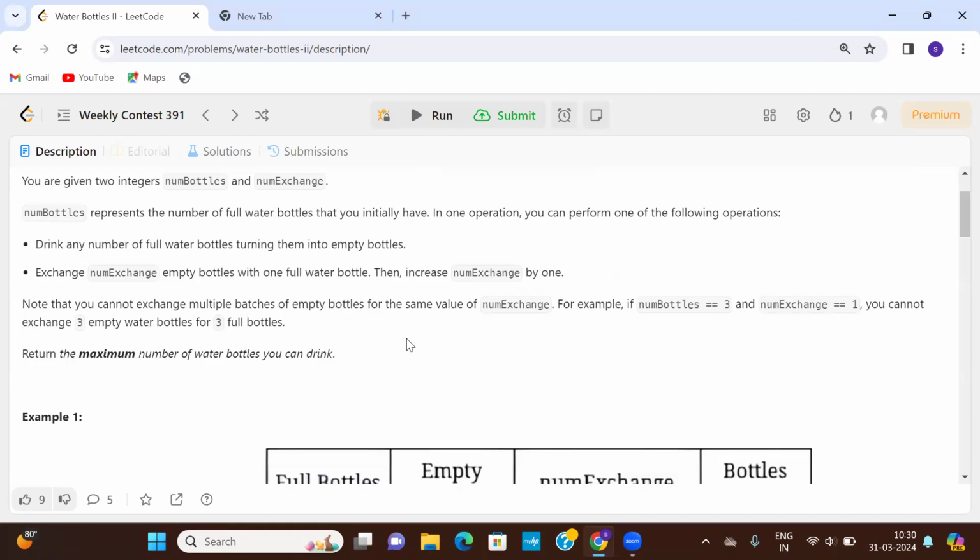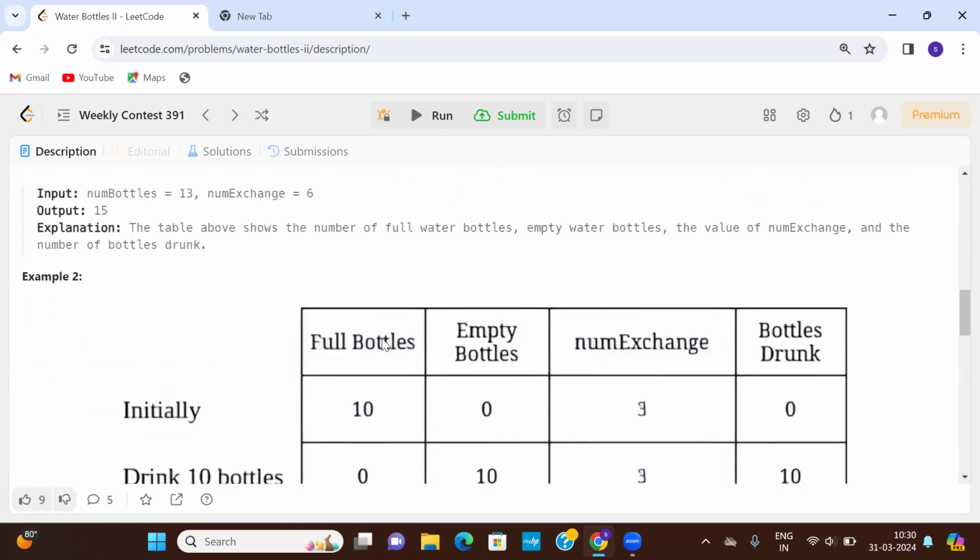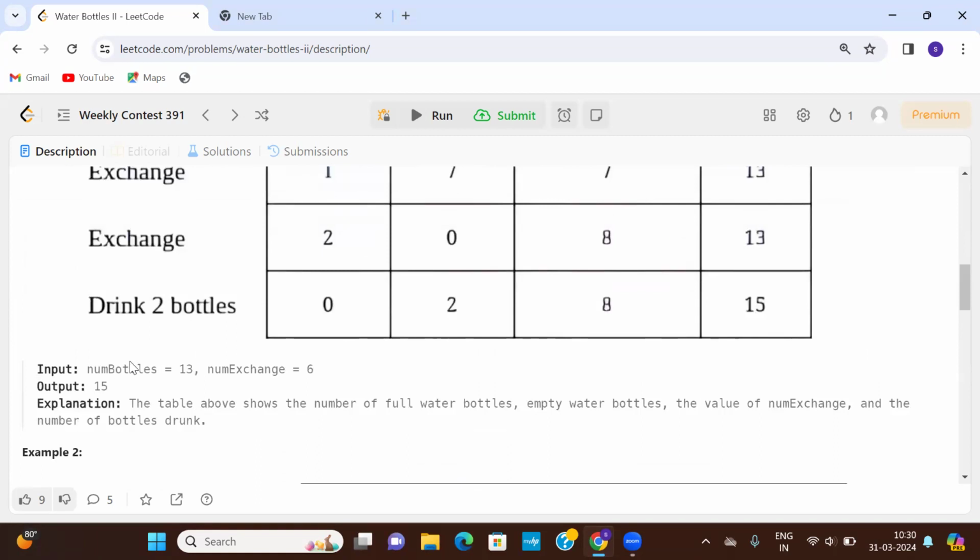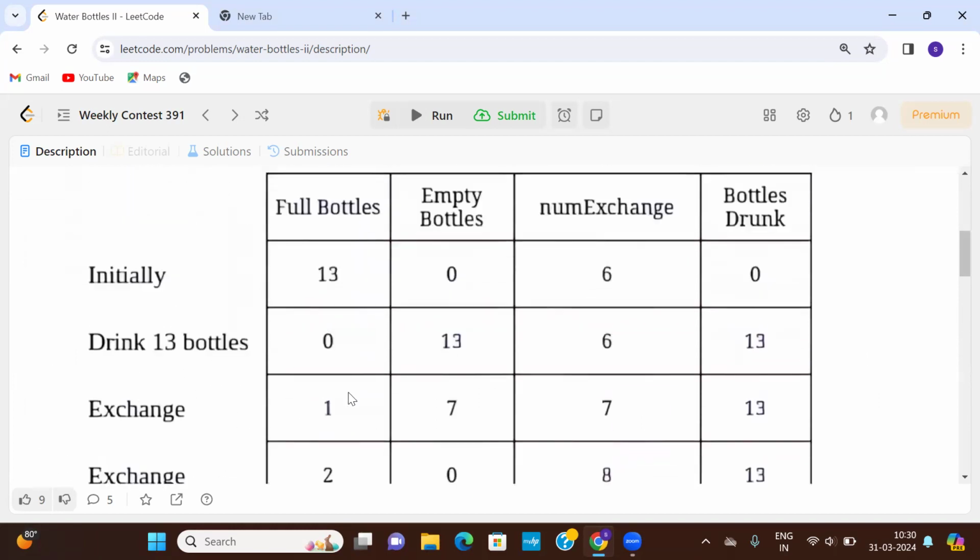Are you getting my point? Because in the question it is clearly mentioned we have to increase the value of numExchange by 1 after we have exchanged the bottles. So we have to return the maximum number of water bottles that we can drink. Let us understand this question with the help of an example. numBottles was given to us as 13 and numExchange is given as 6. It means we have 13 full water bottles, and if we want one full water bottle, we need to give in exchange 6 empty water bottles. I hope you all are getting it.